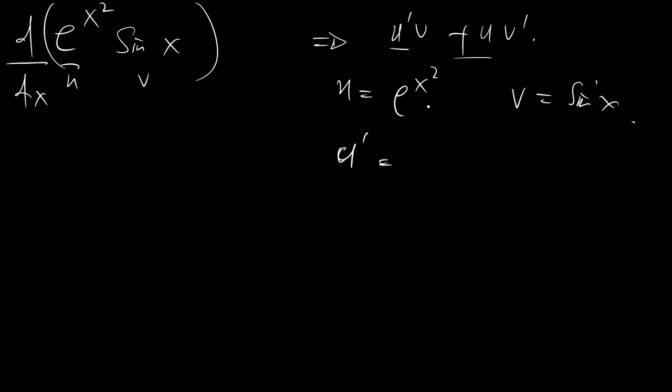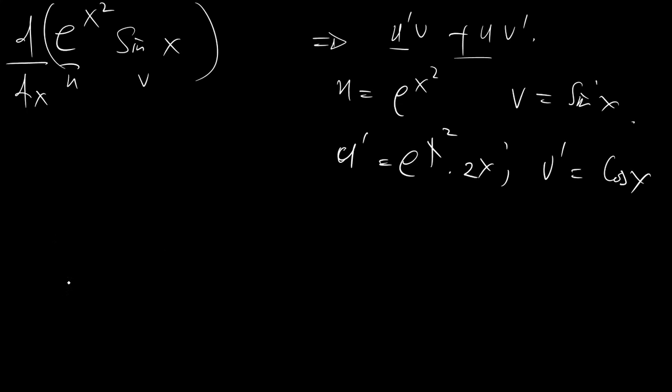Now u prime is just like doing the derivative of e to the power to a function with respect to a function, which is this function up here. You have e to the x squared times the derivative of this function with respect to x, which is 2x. Now that is that. Then now for v prime, you have cos x.